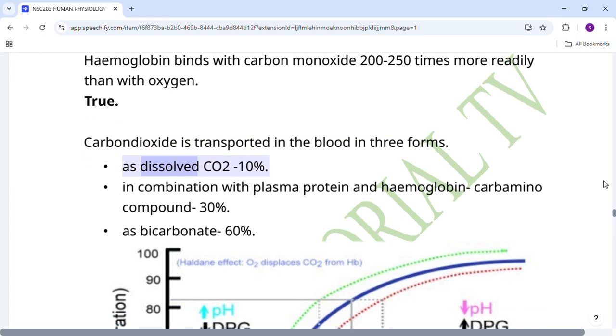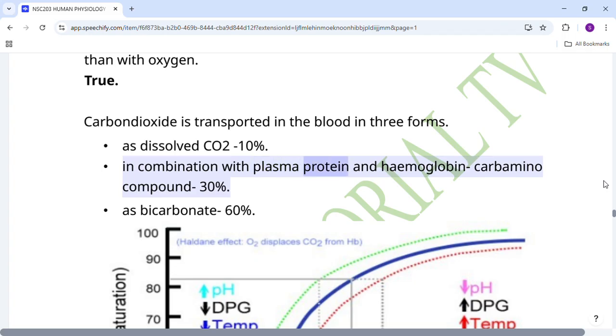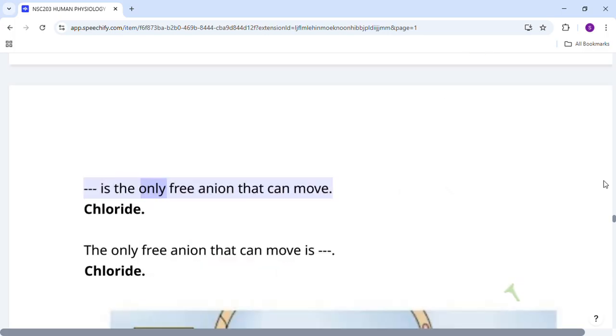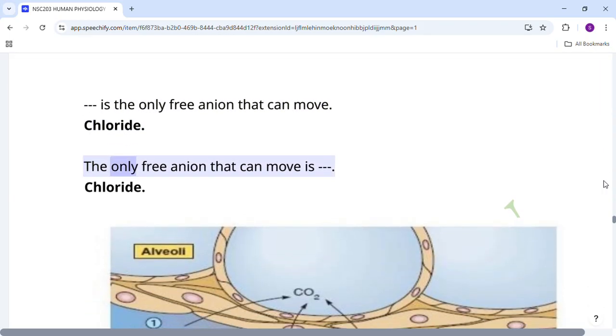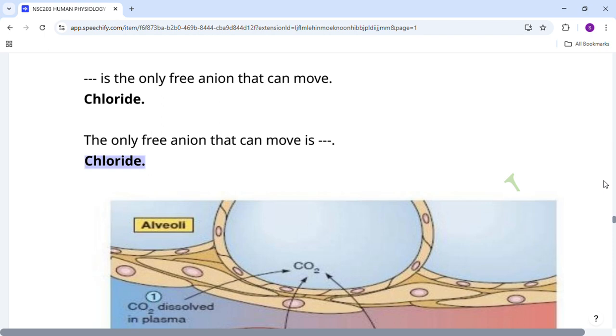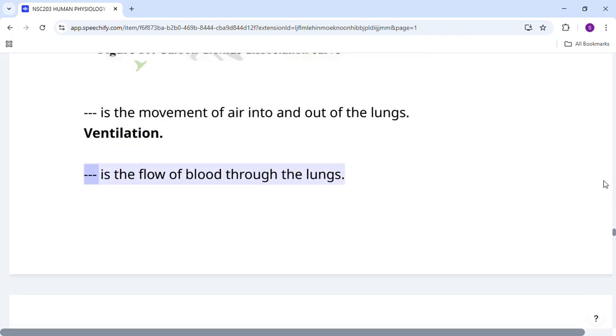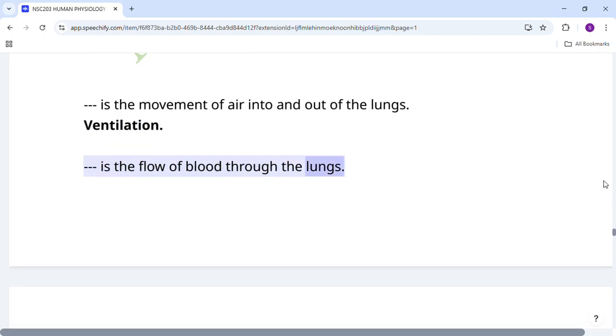Carbon dioxide is transported in the blood in three forms. As dissolved CO2, 10%. In combination with plasma protein and hemoglobin as carbamino compound, 30%. As bicarbonate, 60%. Chloride is the only free anion that can move. Ventilation is the movement of air into and out of the lungs. Perfusion is the flow of blood through the lungs.